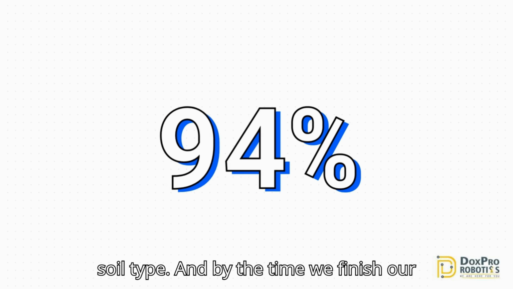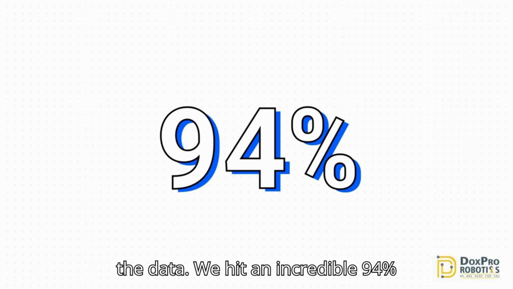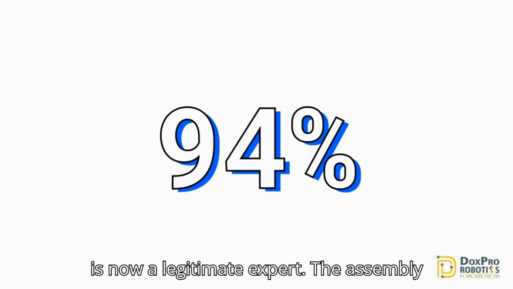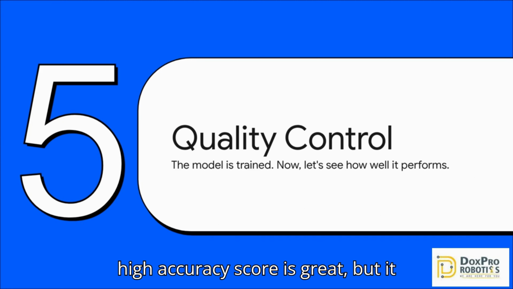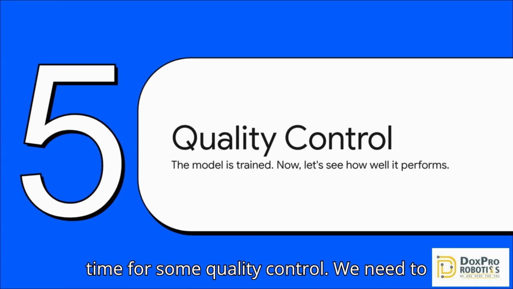The repetition is working, it's starting to pick up on the unique patterns of each soil type. And by the time we finish our training run, after 15 full passes through the data, we hit an incredible 94% accuracy. Our AI soil sorter is now a legitimate expert. The assembly line worked perfectly. But a high accuracy score is great, but it doesn't tell you the whole story. It's time for some quality control.